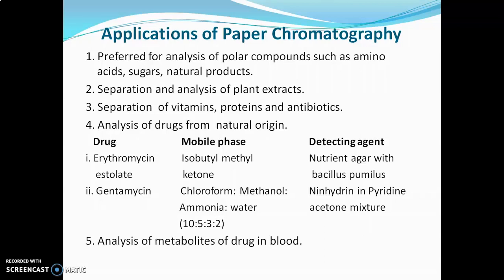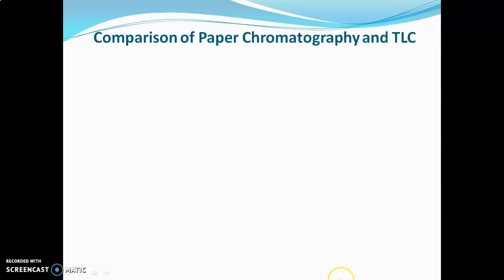Analysis of metabolites of drugs in blood can also be performed by paper chromatography. Identification of impurities is also a major application of paper chromatography. Now we'll go for a comparison of paper chromatography and TLC.